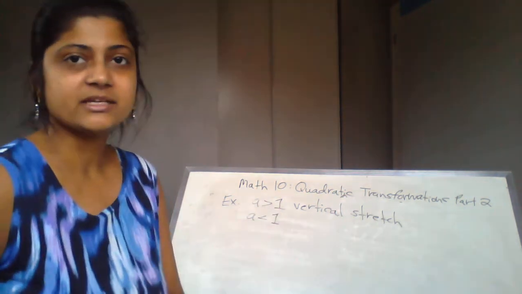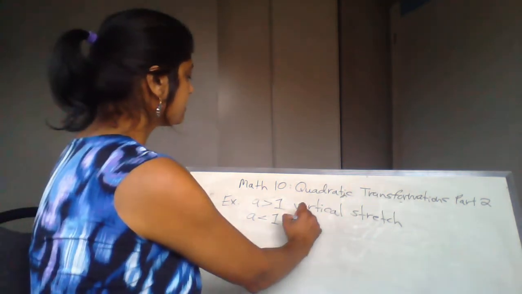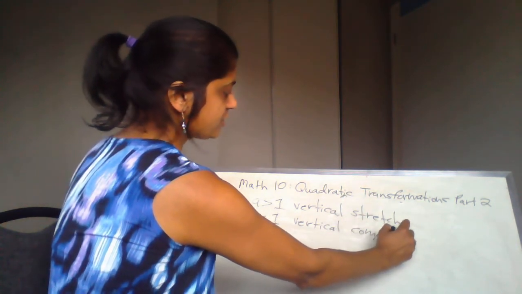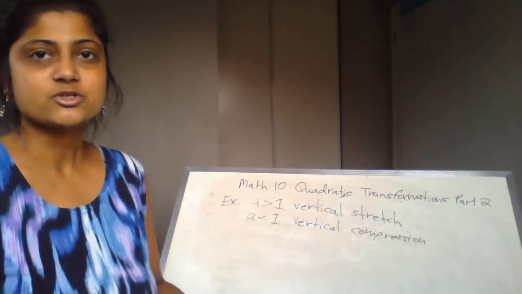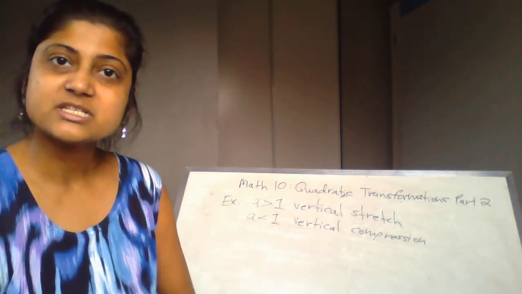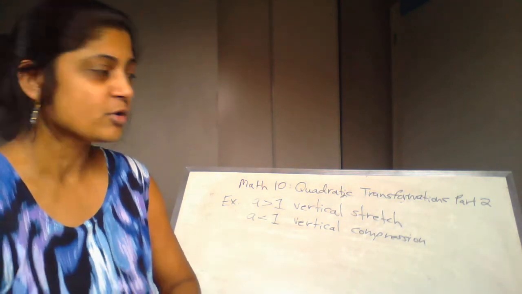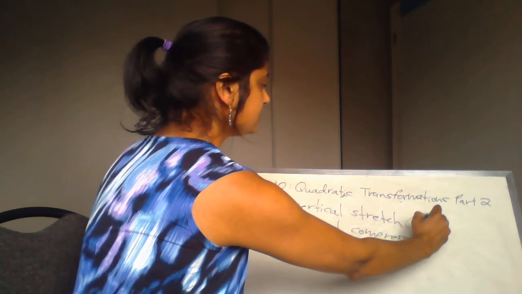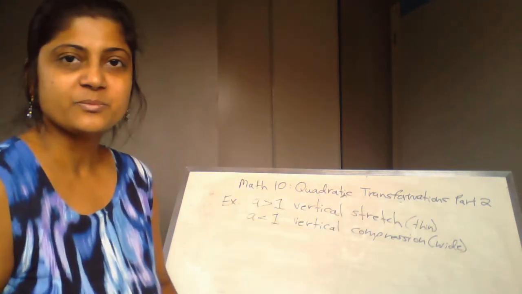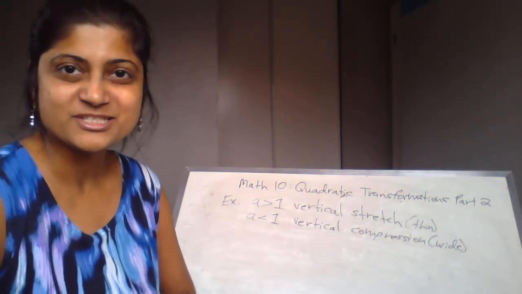And say the value of a is less than 1, which means it's a fraction, like maybe 1/2. This is going to be a vertical compression. What a compression means is I'm actually squishing the quadratic and it becomes much wider. Whereas if it's a vertical stretch, think of you stretching it out and the graph is going to become thinner. So I'll put thin here. And in compression, in brackets there, you could put wide, because it's becoming much wider. All right, are there any questions?